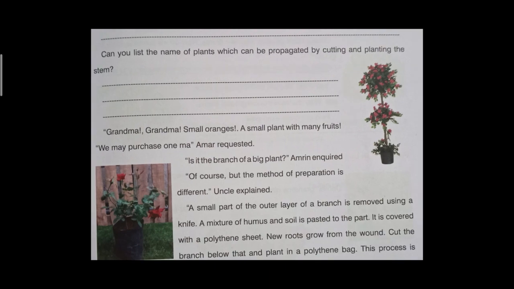Grandma, small oranges. A small plant with many fruits. We may purchase one ma, Amma requested. Is it the branch of a big plant? Amrin inquired. Of course, but the method of preparation is different, Uncle explained.